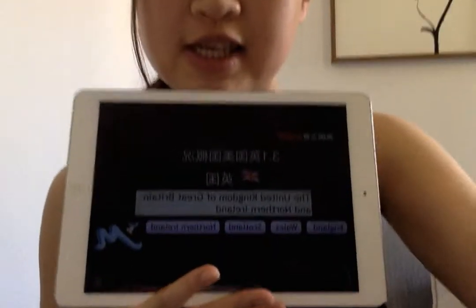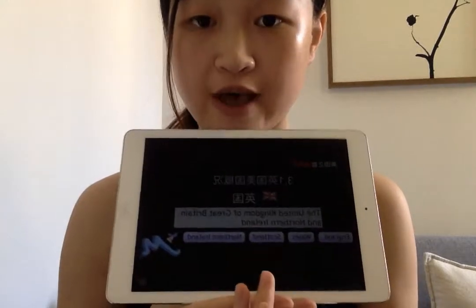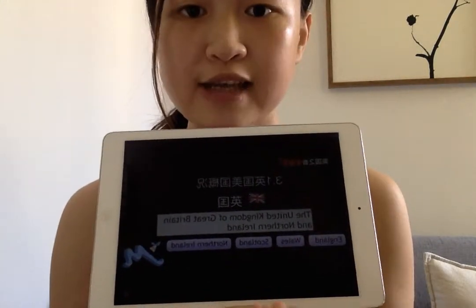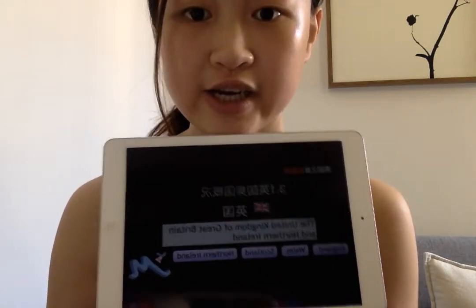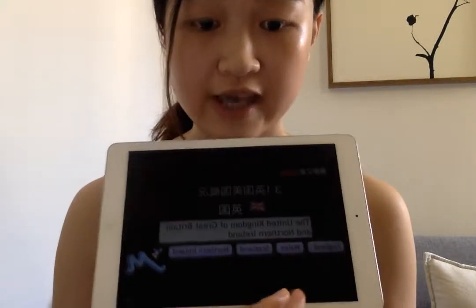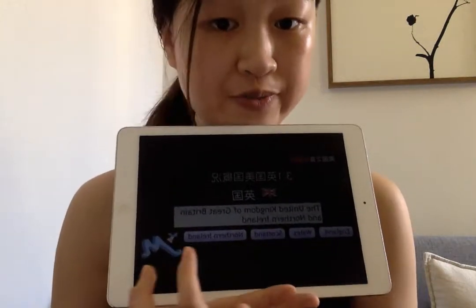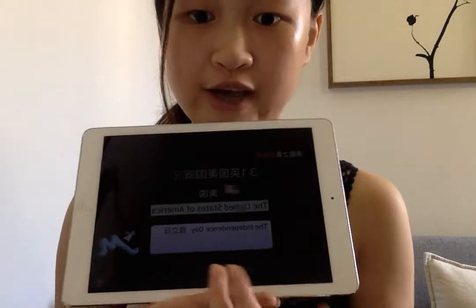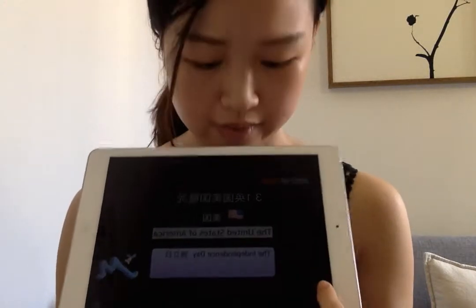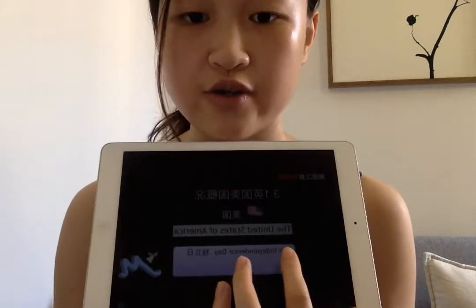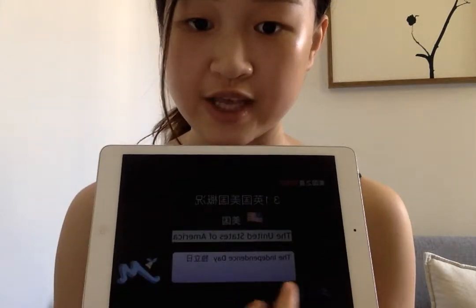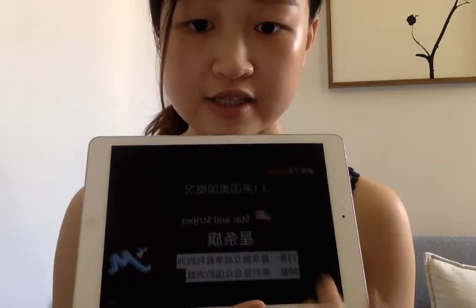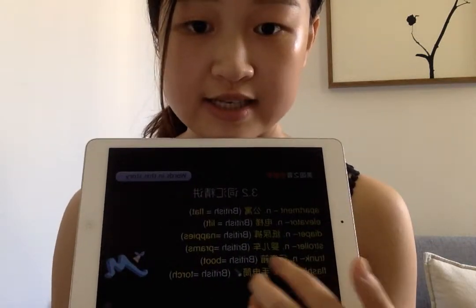Okay, so before we actually get everything started, let's see some basic information about the country, Britain, and the UK and the USA. So first, let's take a look at the introduction about the UK. Okay, so it's actually divided into 4 different parts. And we can see in the USA, the full name is called the United States of America, and a very special festival is the Independence Day. Okay, and the flag is called 星条旗.